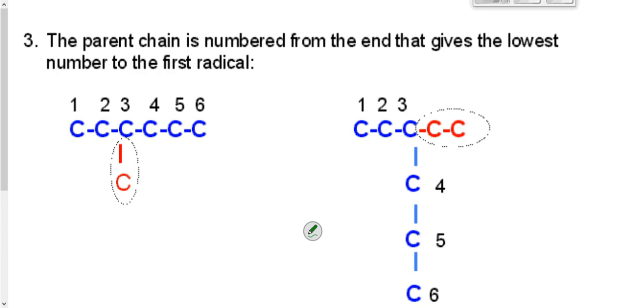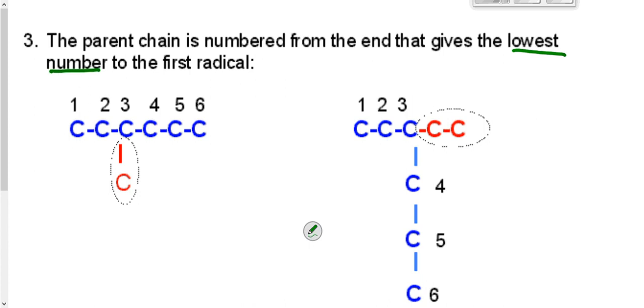We also need to say where these branches live on the parent chain. So we do this by numbering each of the carbons in the parent chain. Both of these are 6 carbon chains. It doesn't matter if you number from the left or the right. What does matter is that you number so that you give the lowest possible numbering.